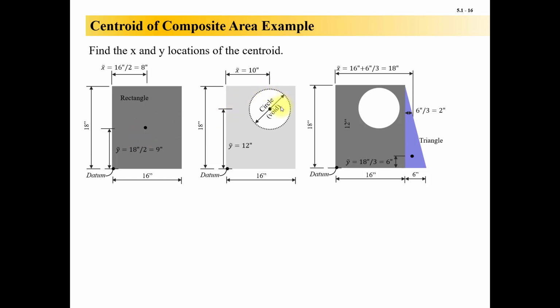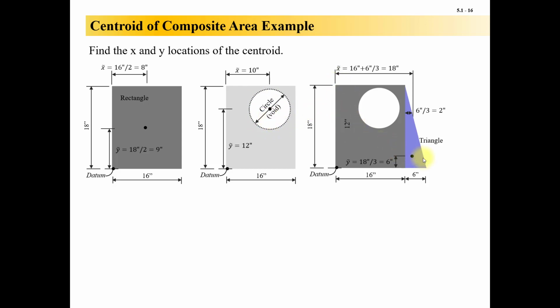Now, the circle, that one's easy because it was actually dimensioned from the center. The very beginning of the problem showed it dimensioned to the center, which is common for circles if it's been cut with a drill bit or something. Isn't it usually a dimension to the center? So here we have x tilde for the circle being 10 inches and y tilde 12 inches. These are both positive, right? Because we're going to the right of the datum for the x tilde and we're going up for the y tilde. The area of the circle needs to be a negative though. So we'll take care of that when we build our table.